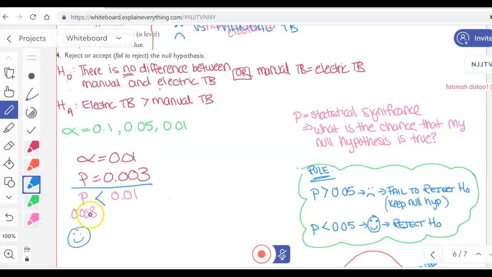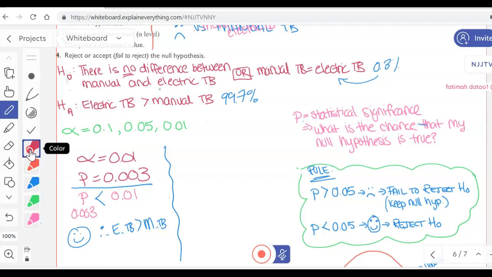0.003, right? If you times this by 100, there's a 0.3% chance that this is true, that the manual toothbrush and electric toothbrush are the same, but there's a 99.7% chance that the electric toothbrush is way better than the manual toothbrush. So in the researcher's eyes, this is pretty good. So here the researcher will conclude or say, therefore, the electric toothbrush is better than the manual toothbrush. Okay, let's look at a different example.